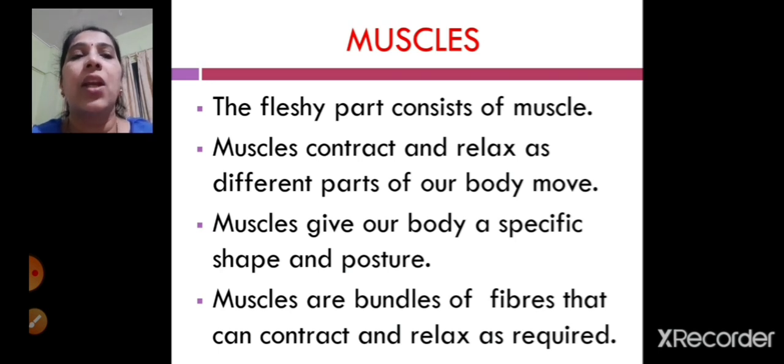So muscles contract and relax as the different parts of our body move, right? So as I told you, contract means when we are doing any movement or we are doing any work, there is contraction. And when we are not doing any work, that is a relaxation. And muscles give our body a specific shape and posture, right? A specific shape and posture is because of the muscles.